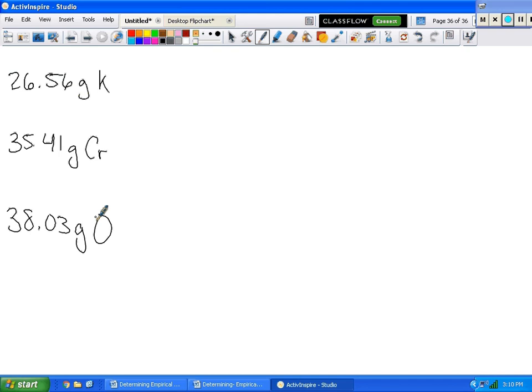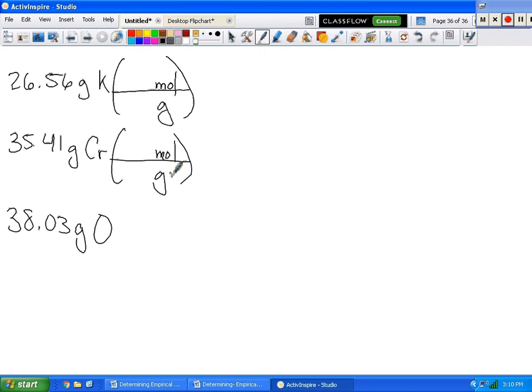Now, you should already know the next step. I convert grams to moles. Convert grams to moles, and convert grams to moles. Now, the molar mass of potassium is 39.10. The molar mass of chromium is 52 even, and the molar mass of oxygen is 16 even.